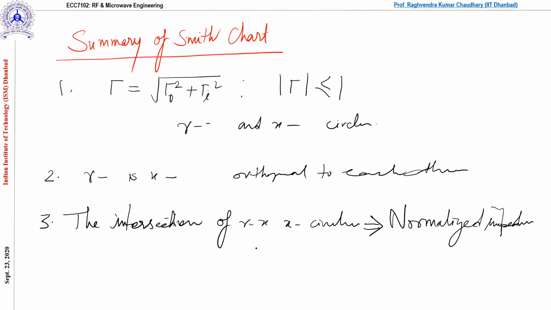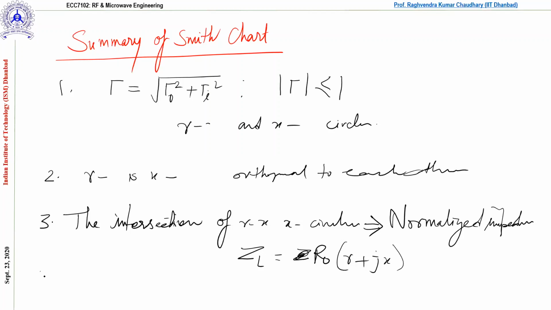So the actual impedance you can calculate, like let's say if you are calculating ZL, then ZL will be Z0 or R0 times (R plus jX). Remember, we normalize with respect to R0. For a lossless system we have taken, that is why we have taken R0.